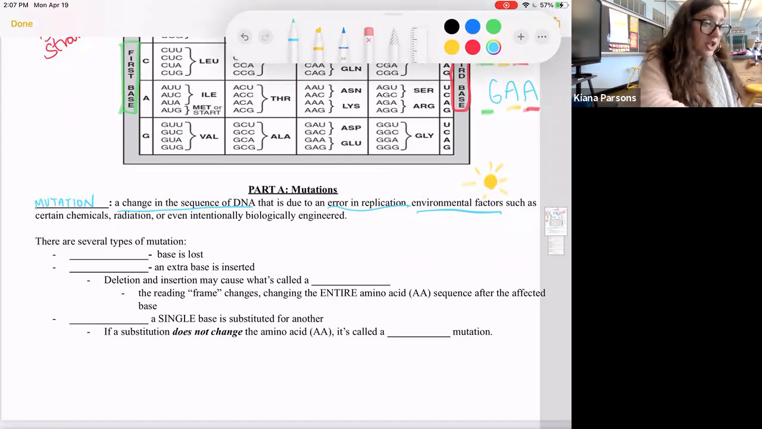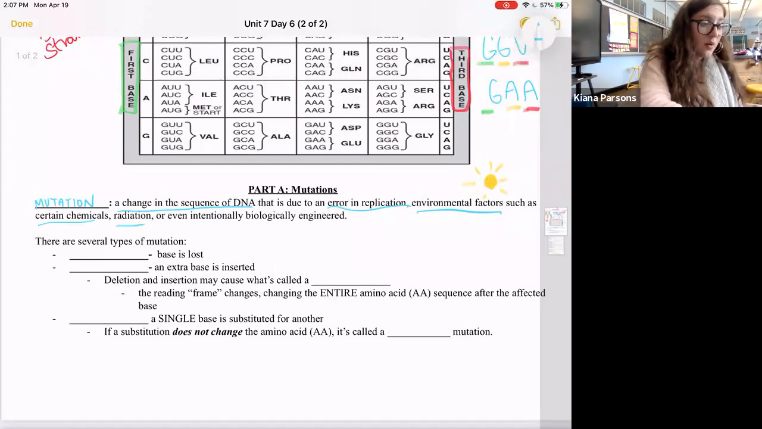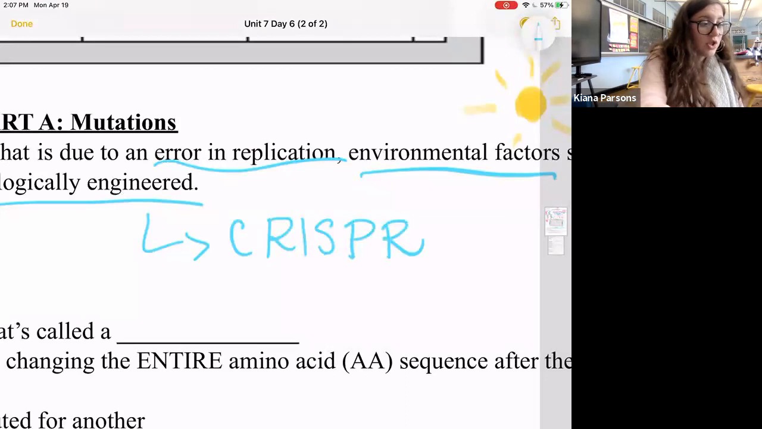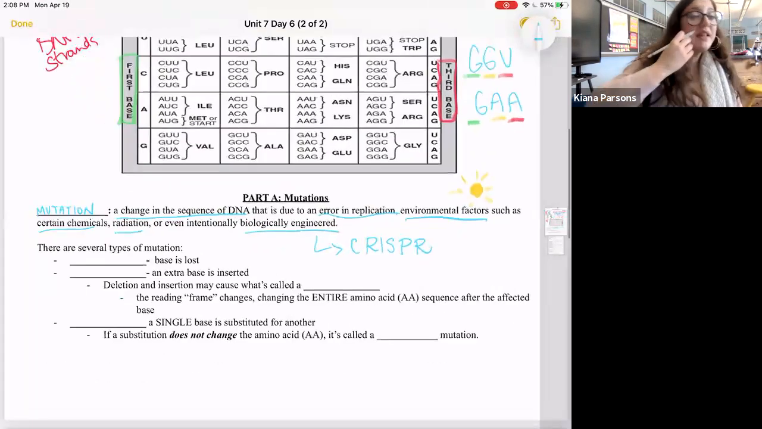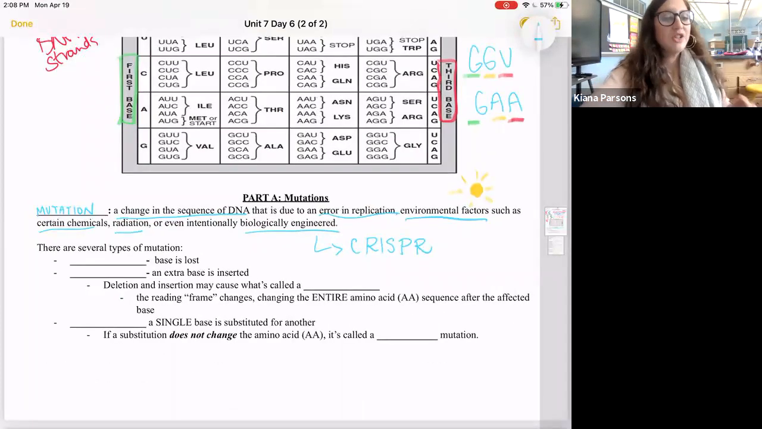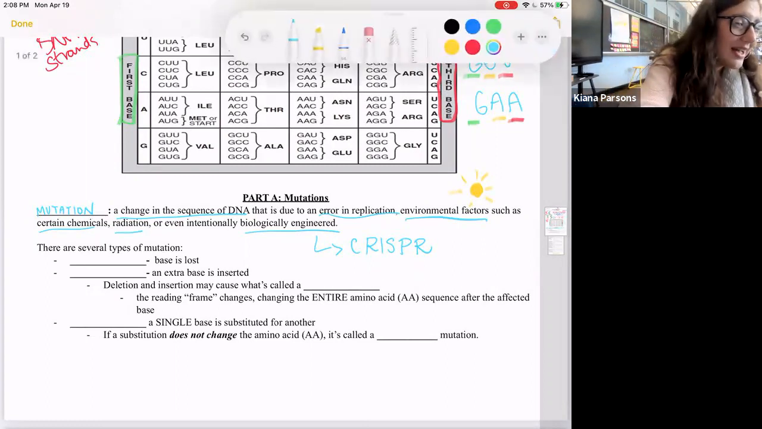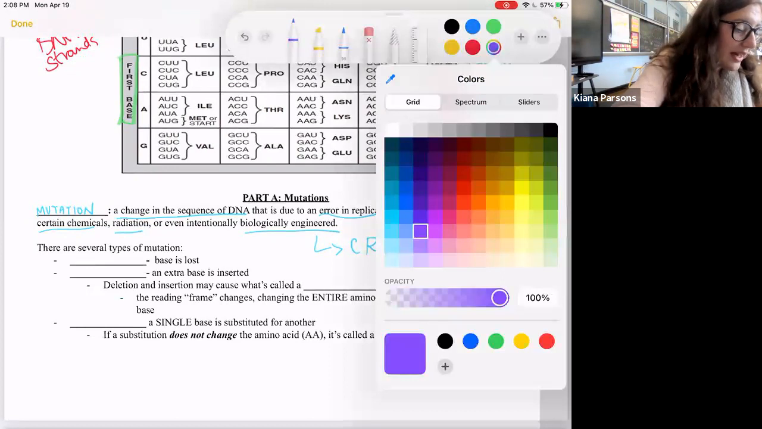Such as certain chemicals, like again, nicotine or radiation, or even intentionally biologically engineered, like we saw, CRISPR can create intentional genetic mutations. But there are several types of mutations, and these names, I think, are going to be a piece of cake for you guys. Ladies and gentlemen, are you ready?